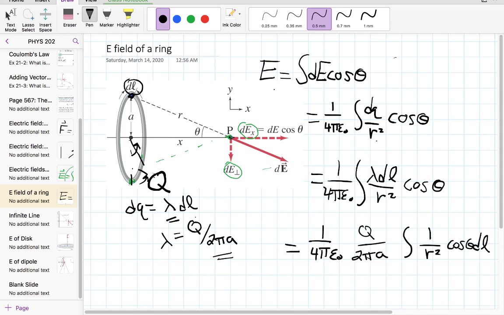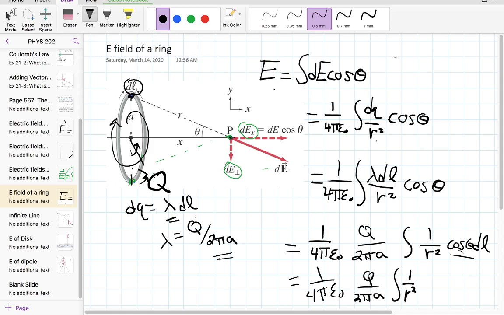Now, what are our limits of integration? Our limits of integration are around the circle. The thing we're integrating is we're integrating around this loop. But if we look at what we have here in our integrand, let's write cosine theta in terms of things we know too. This is 1 over 4 pi epsilon 0 q over 2 pi a integral of 1 over r squared.